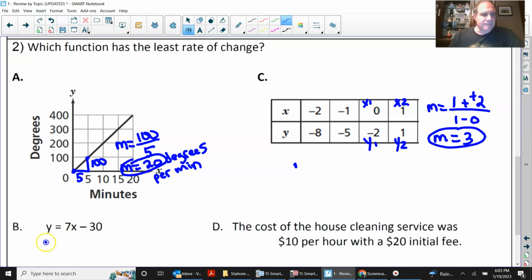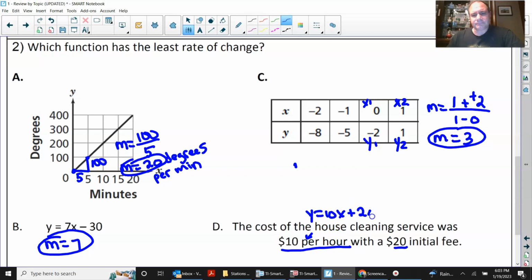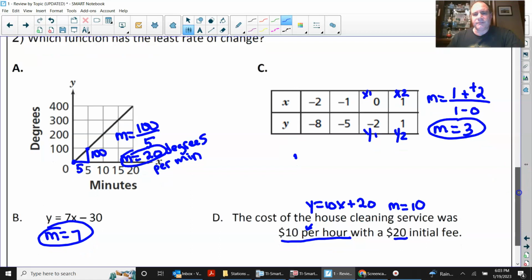Let's go on to the bottom right here. M equals 7. So that's the slope right there. And then the cost of a house cleaning service was $10 per hour. That's the key word where you would have the rate next to that per. And the initial fee is $20. So this would be y equals 10x plus 20, with the m being next to the x. That's 10.